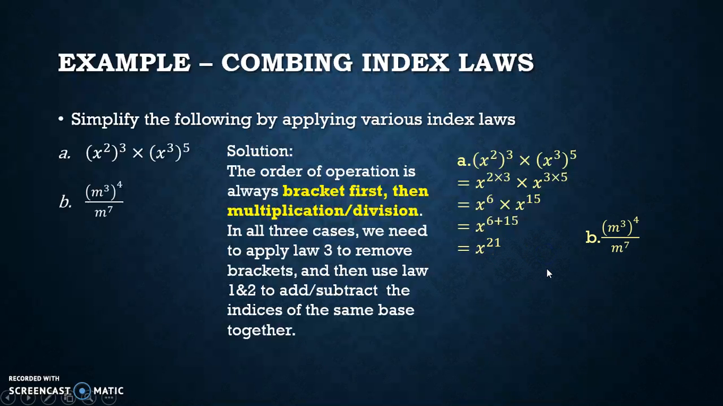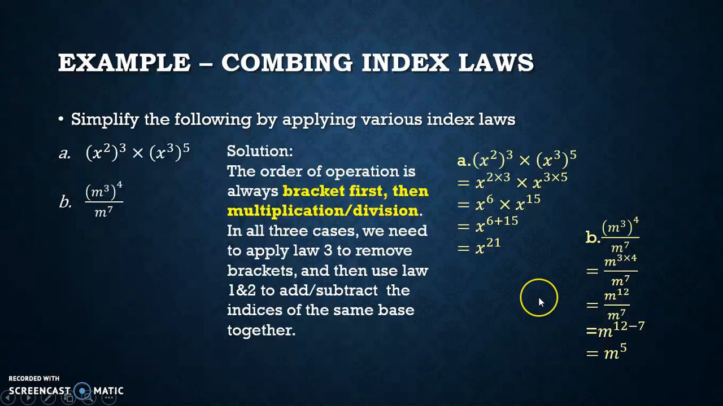For B we have m cubed to the power of 4 divided by m to the power of 7. We do the same thing. We retain m as a base. So on the numerator, we have m to the power of 3 times 4, that multiplied to m to the power of 12, right? From here, we apply index law number 2 to subtract the indices, and therefore we have m to the power of 5.